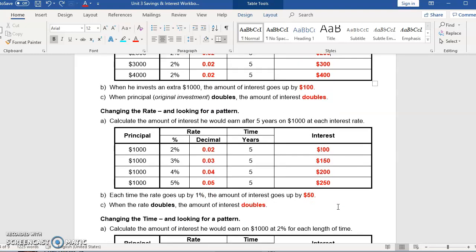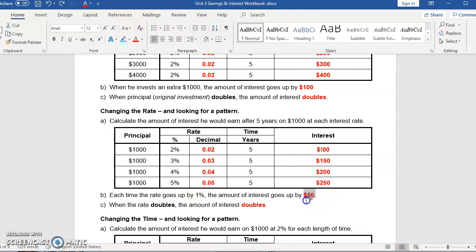In this example, we're changing the rate, right? So this is the same principal every single time. Years is the same every single time. What's changing is how much interest we're going to collect, or our rate. So at a 2% rate, we're going to make $100. At a 3% rate, 150. At 4%, 200. At 5%, 250. So for every time we increase our rate by 1%, we're making an extra $50.